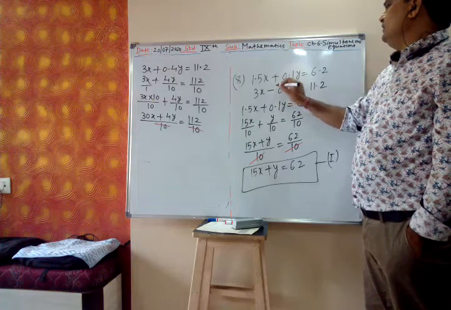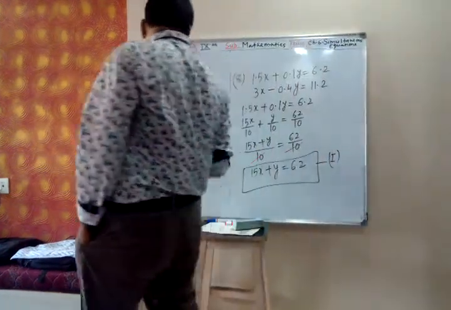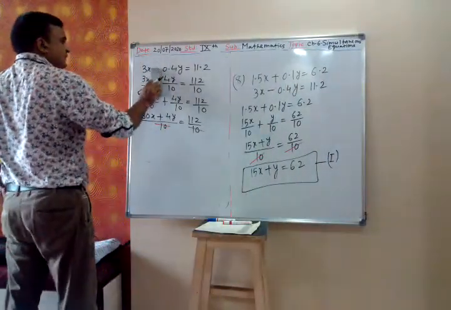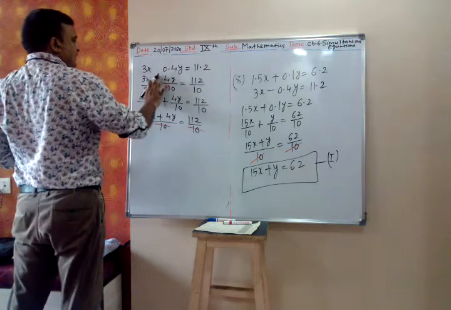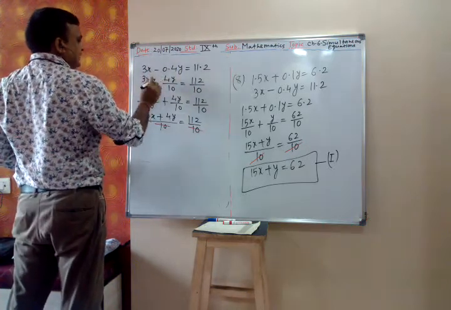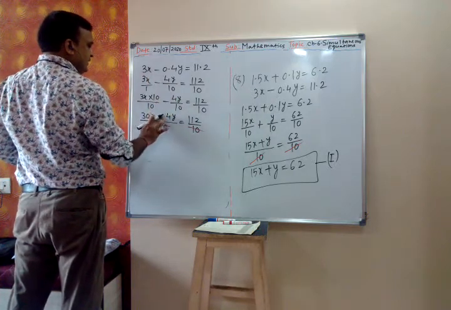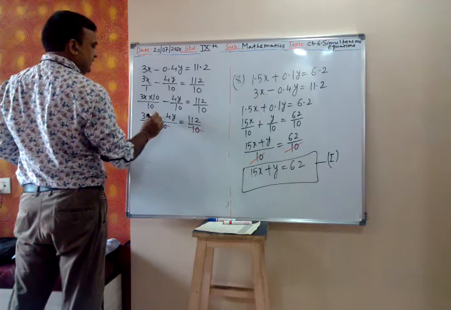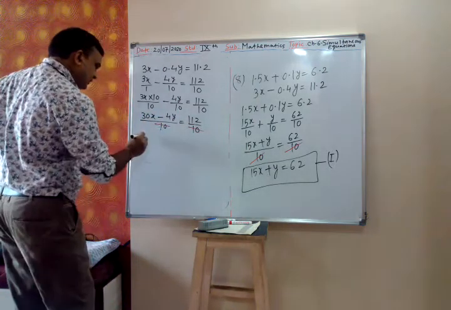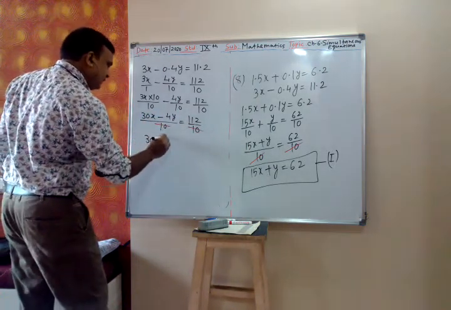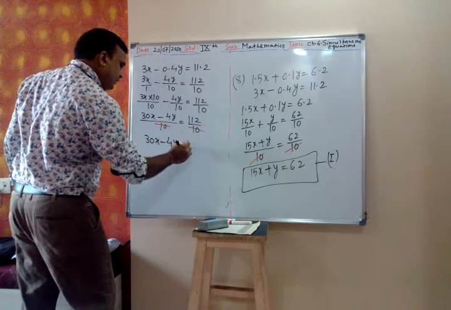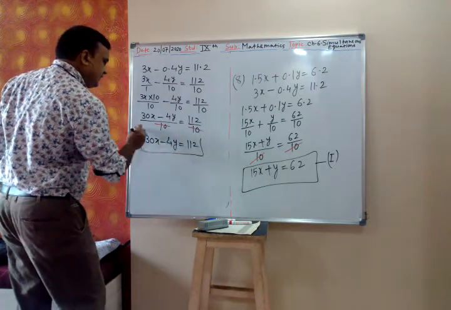Let us take minus if it is given minus in the question. So 3x minus 4y. 30x minus 4y is equal to 112, and this is my equation number 2.